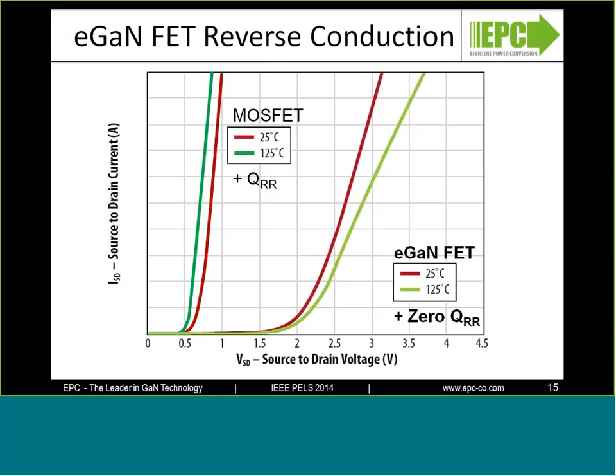In many circuits, the speed of that circuit is limited by the amount of time you have to sit there and wait for that diode to recover. In an eGaN FET, there is 0 recovery time. That allows you to go to much higher frequencies with your switching circuits.